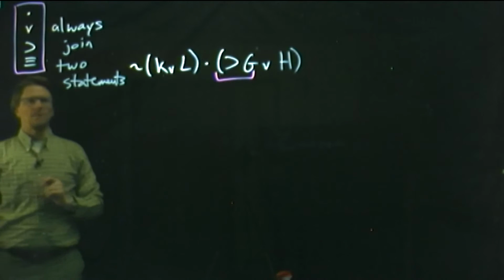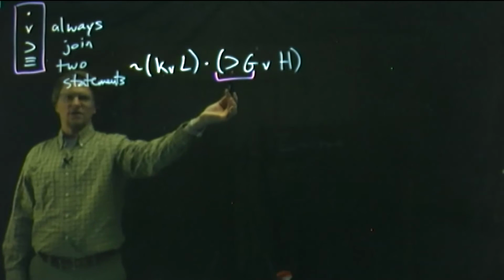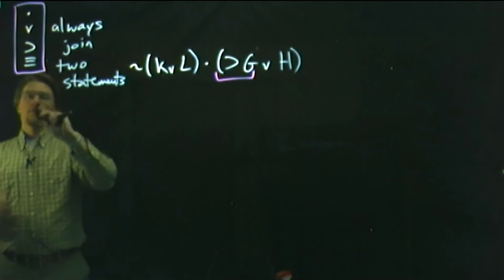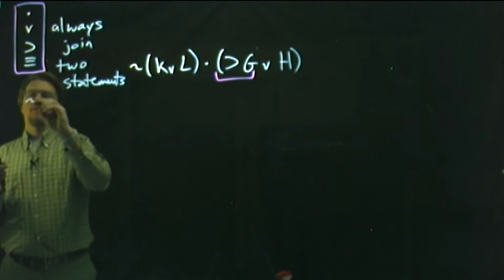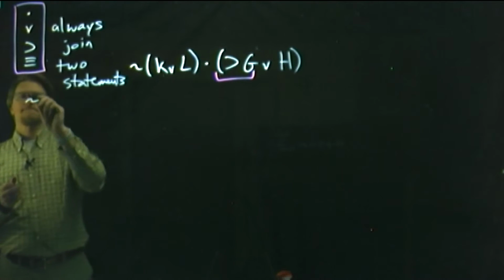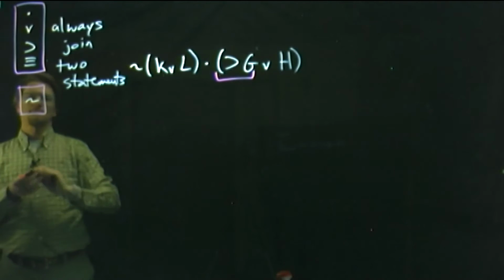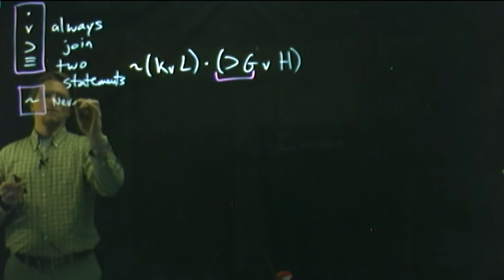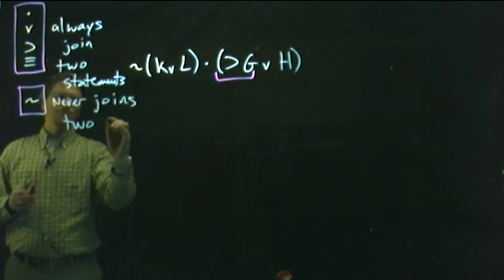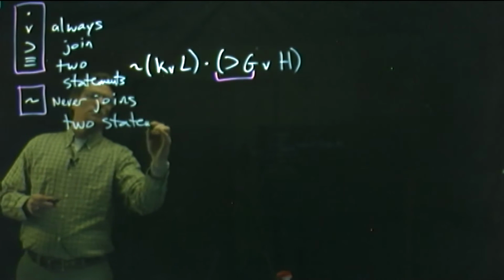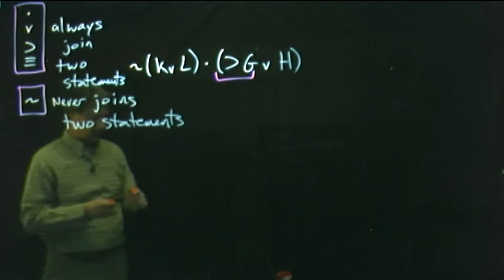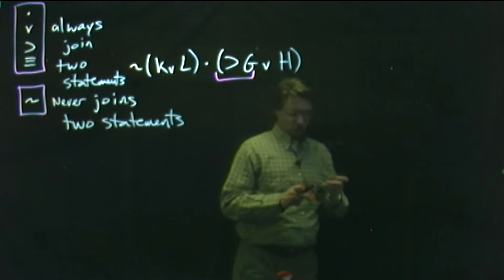always join two statements. So that's the problem here, right? This horseshoe is not joining something to the left. The tilde, on the other hand, never joins two statements. Okay, the tilde never joins two statements.